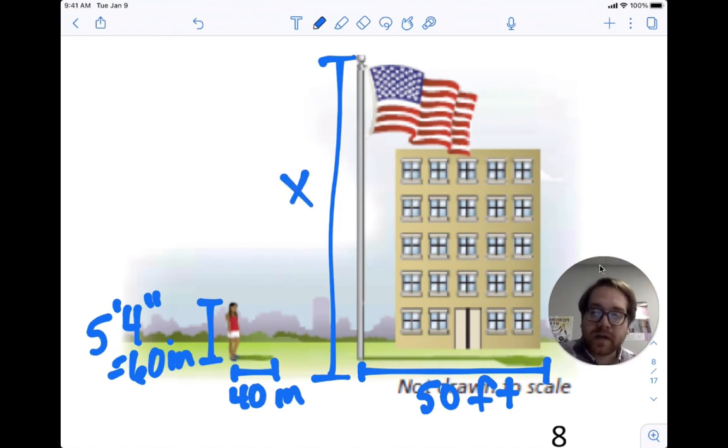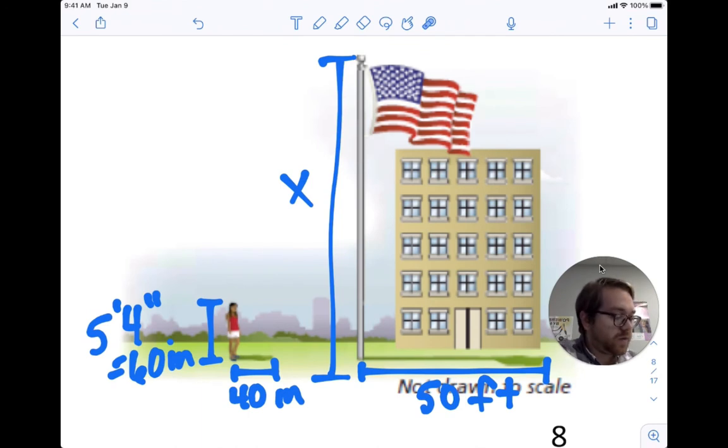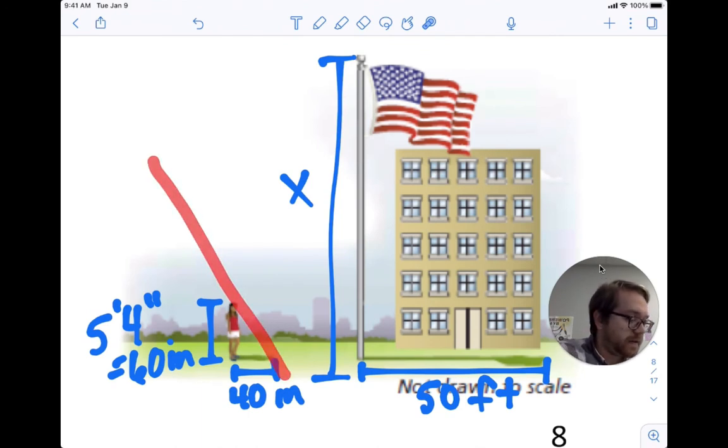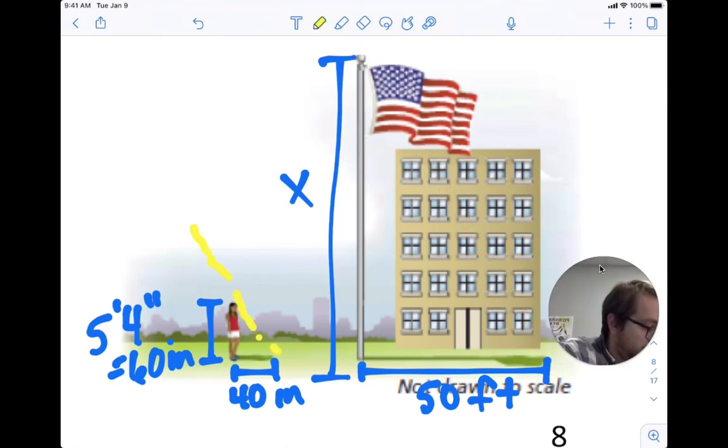So what are we going to do? How are we going to figure this out? Well, if you notice, these are pretty much just triangles, right? The woman and her shadow, and the flagpole and its shadow, these are just triangles. But what's that third side? Okay? What's that third side? Well, what's creating the shadow? It's the sun.